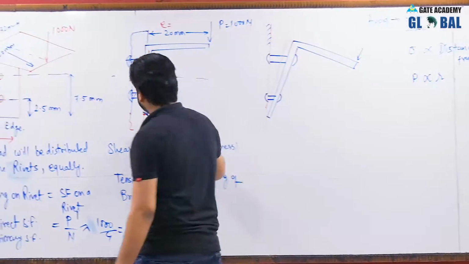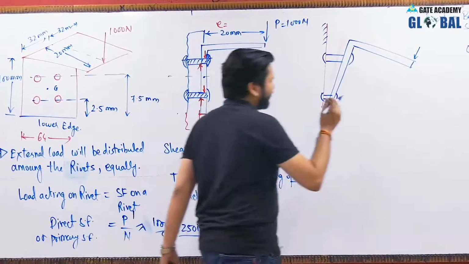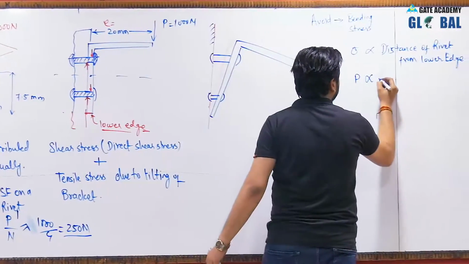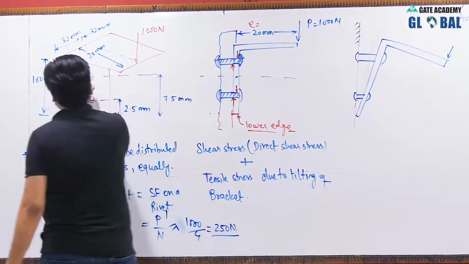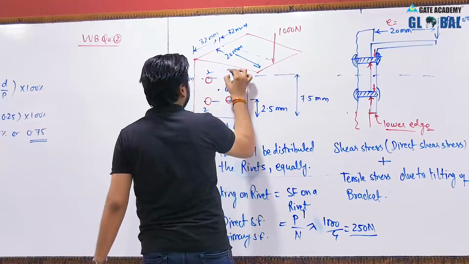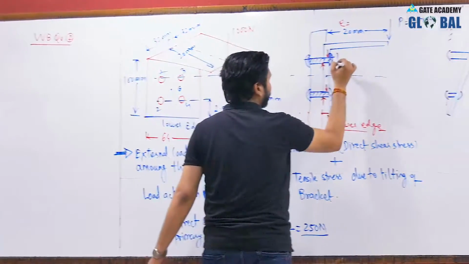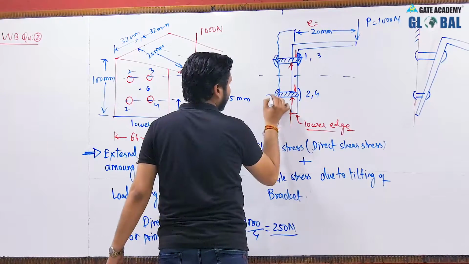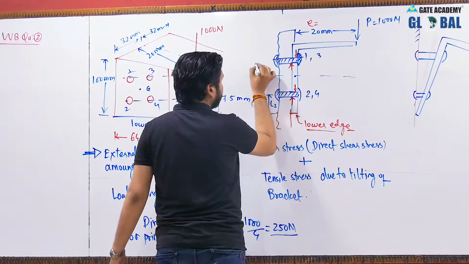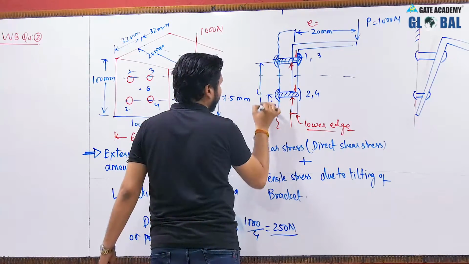So let us say this distance is L. Let us take it L. So L distance is this. This is distance L. Now this is the first row of rivets, second, third, and these are second and fourth. This distance is L2, this distance is L1.